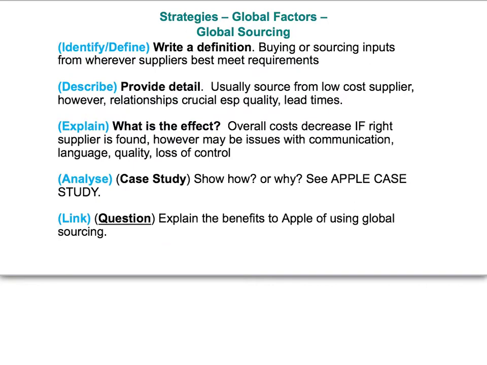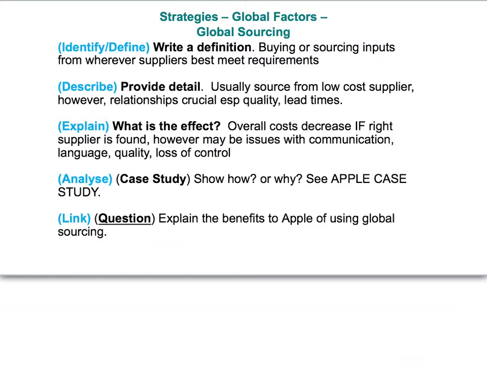Right, so we start off with global sourcing, which we've seen before. We saw it in supply chain management. Buying or sourcing inputs from wherever suppliers best meet your requirements. Of course, that may be from a low-cost supplier, but not always. Relationships are really important. I mean, is the quality right for what you want? Are the lead times right? Is the relationship right? Is this somebody who's going to deliver on time and in the volume that you want? And are the lead times going to be what's going to make your customers happy?